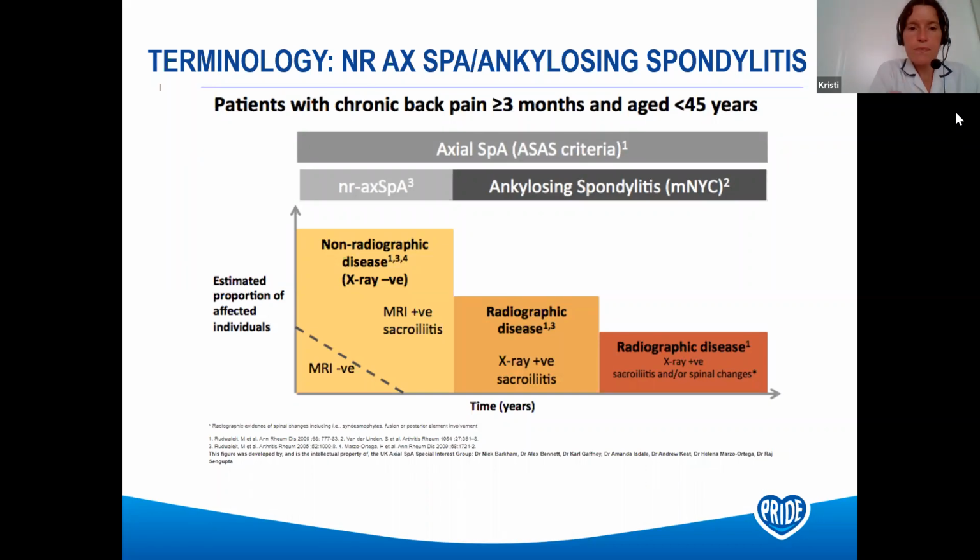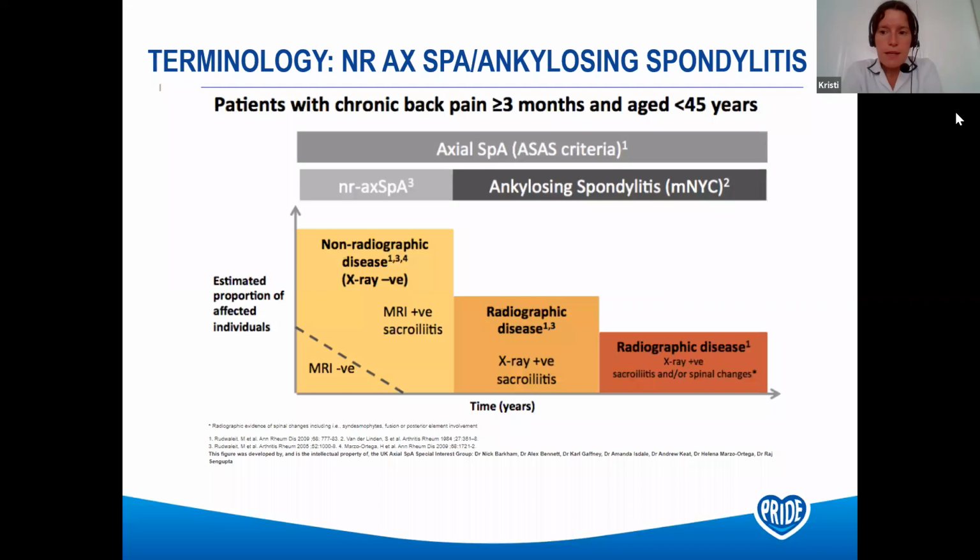positive inflammatory signs on your MRI scan, but it's non-radiographic. So the X-ray is clear. There's nothing on X-ray. There's no sacroiliitis on X-ray, but you've got inflammatory signs on the MRI. So that's bone edema, your erosions, or your fatty deposits.